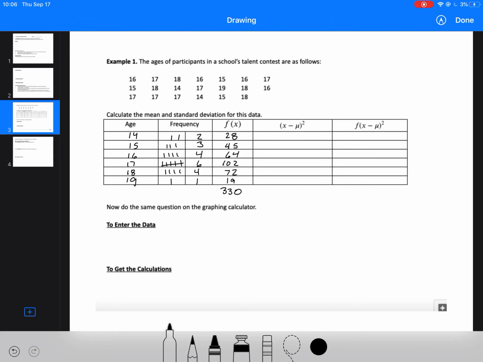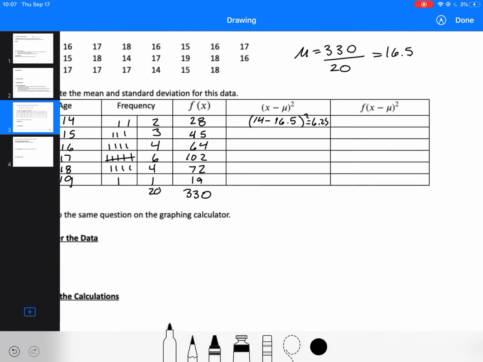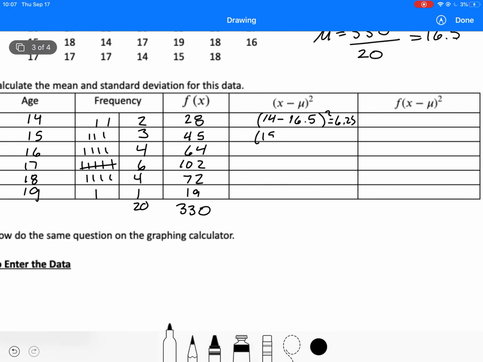Okay. Our next column is the x minus mu squared. So we've got x minus, well, we need to calculate what mu is, so let's do that. Our mu is 330 divided by 20, because we've got 20 here. So that's going to give us 16.5. So then when we subtract mu, we've got 14 minus 16.5 squared, which is going to give us 6.25. Next, we do 15, take away 16.5 squared, which gives us 2.25.